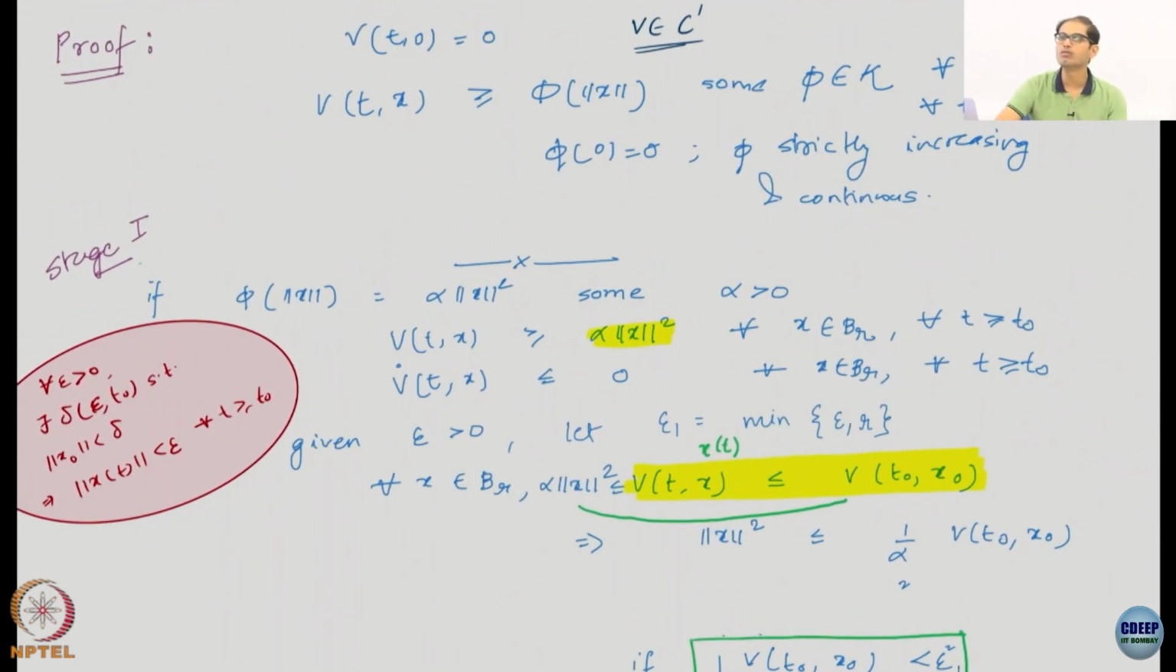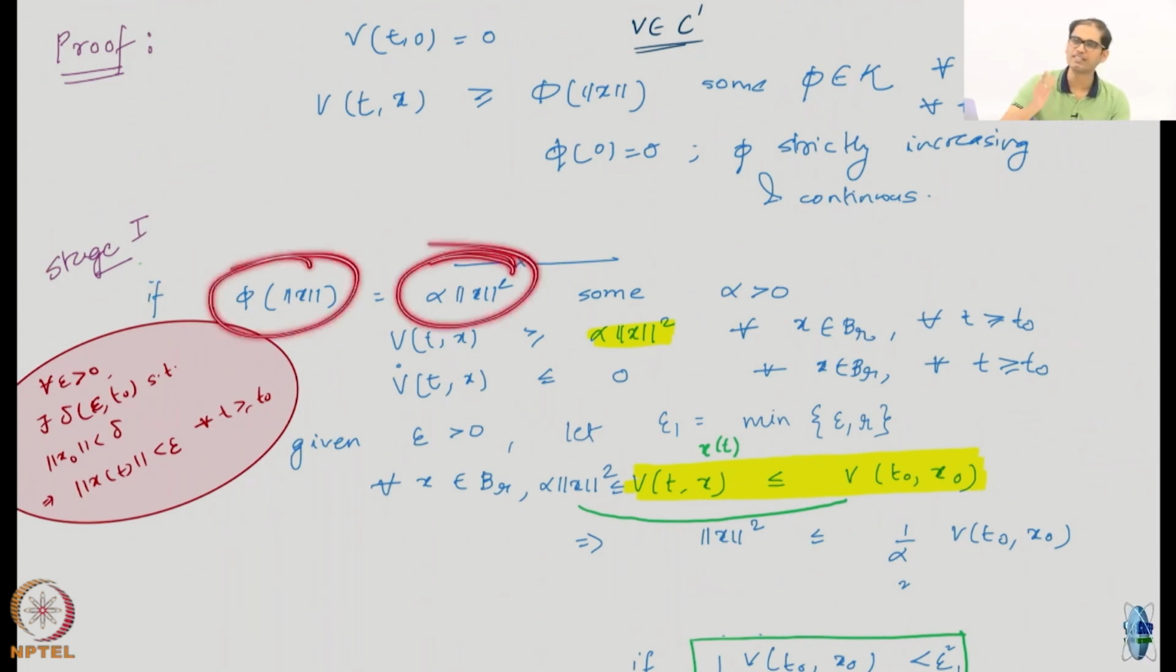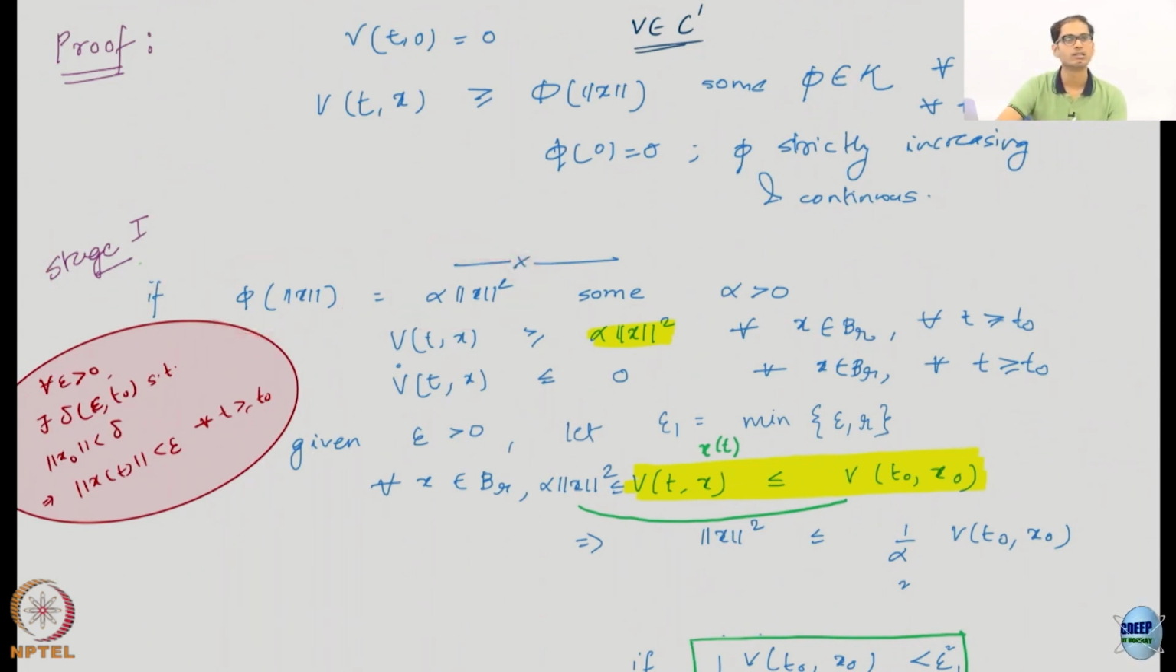So I am going to now do a stage wise proof. First do a very simple proof. I will say that let us assume this phi of norm of x is actually alpha norm x squared, I will just assume that this happens. I am just saying that the class K function has a very nice structure, that it is equal to alpha norm x squared for some alpha positive. So I am just assuming a very simple structure here, just to make our life easy. It could be any class K function, but I am saying it is actually alpha norm x squared.